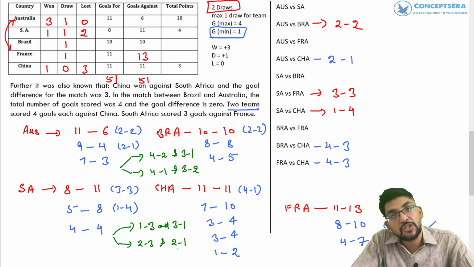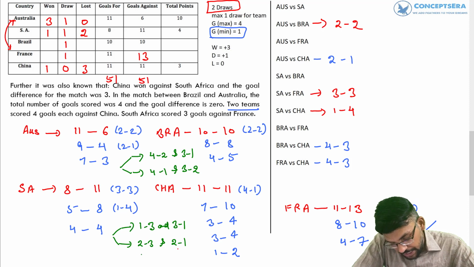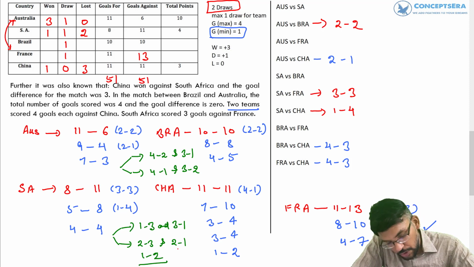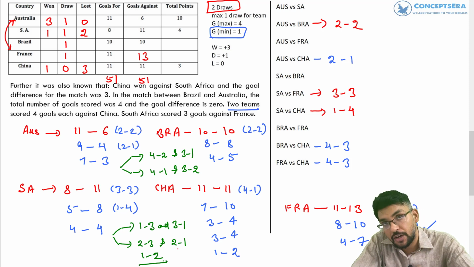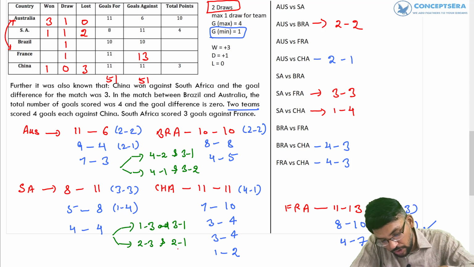Except for this, any other goal line is not possible for South Africa, because if I change it in terms of loss, so if I say the loss for South Africa is 1-2, in that case we have to look at the match between South Africa and Australia. Australia cannot be defeated with a goal line of 1-2. So definitely we can say this goal line is not possible.